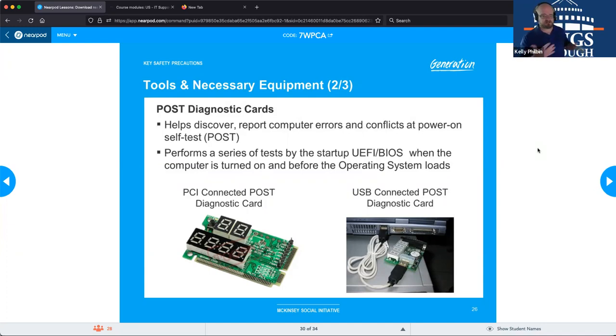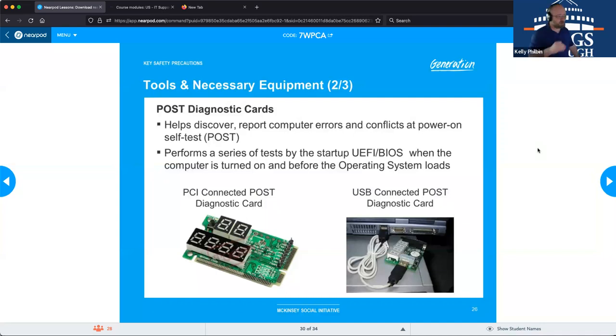With us, as we are taking things apart and putting things back together, if we get a POST error, it's probably what we just touched. If we were installing RAM and then we turn the computer back on and we get a POST error, it's likely we didn't seat the RAM properly. We need to go back, reseat the RAM, and that'll fix the POST error.